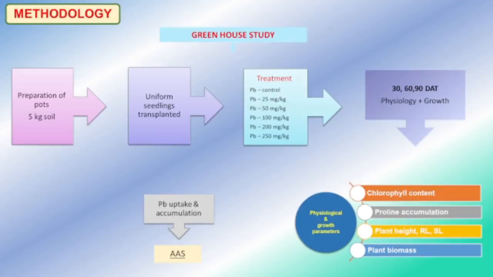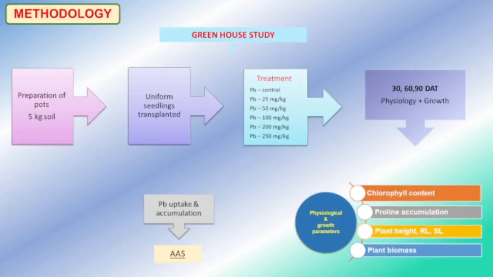The whole experiment was conducted in a greenhouse, and the pots were kept in a random block design. The whole experiment was then run for a period of 3 months, and any symptom of metal toxicity exhibited by the plant was visually noted.